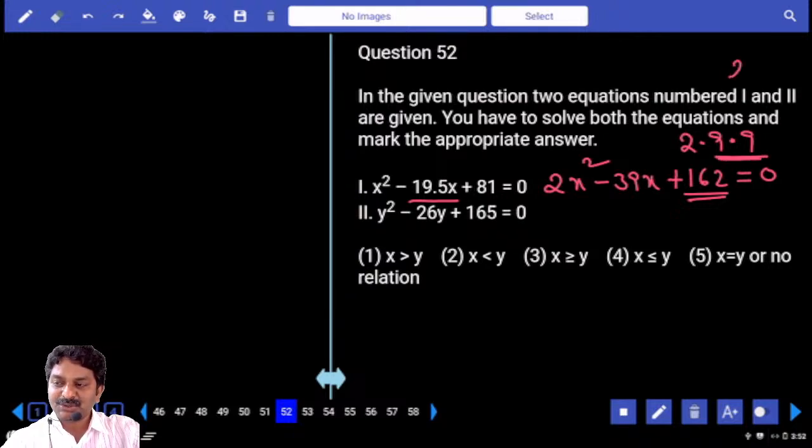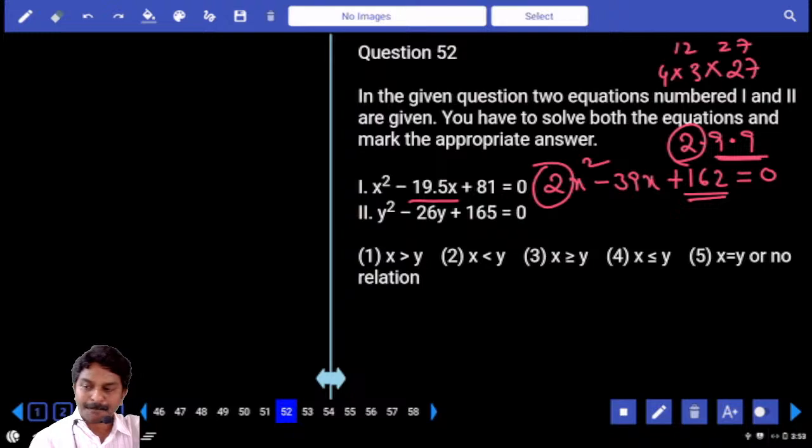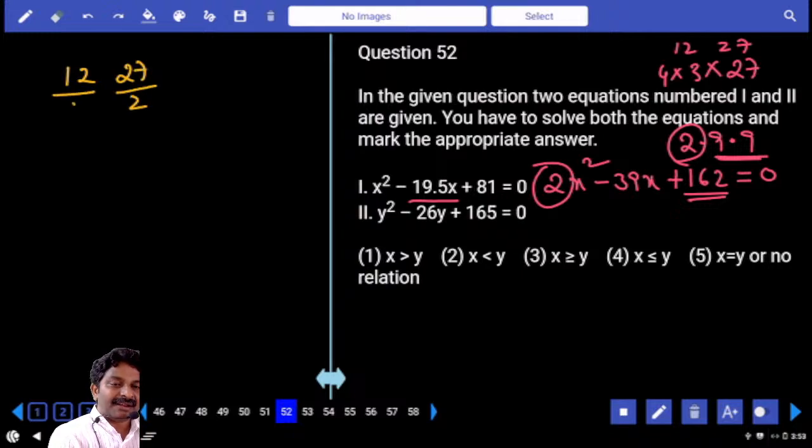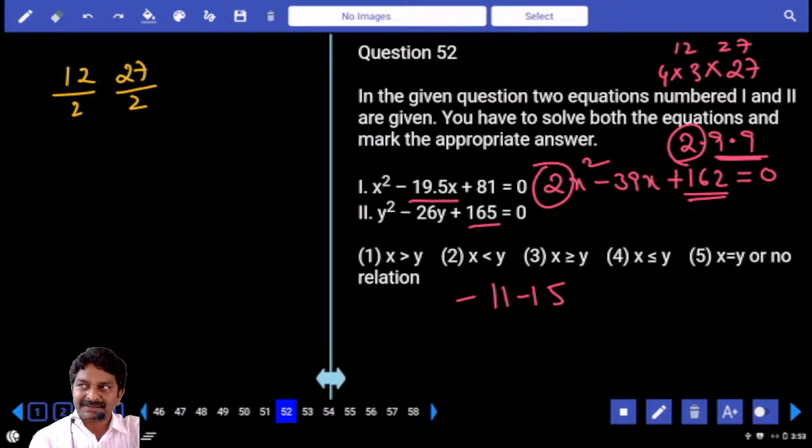I'll write this as 27 and 3 times 2 into 2, which is equal to 4. 4 times 3 is 12, and then 27 is my combination, which is 39. Followed? Then the factors are plus 12 plus 27 divided by 2, the coefficient of x squared. 165 can be written as 11 into 15. Minus 11 minus 15 is the combination. Factors are 11, 15.